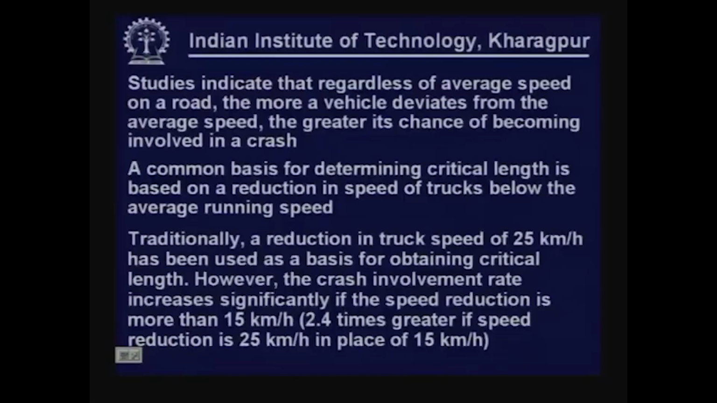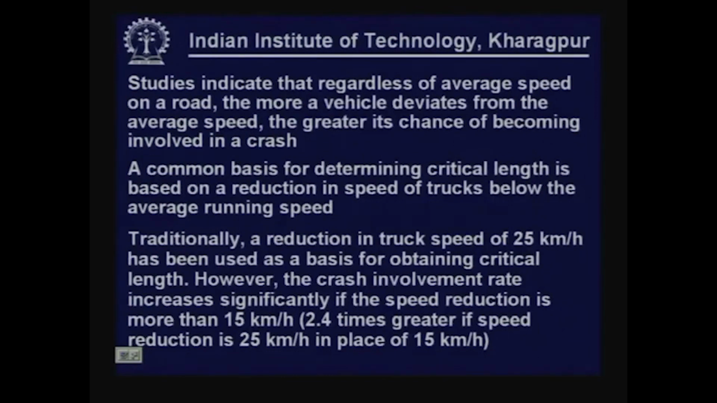Let us see. Traditionally, a reduction of truck speed of 25 km per hour has been used as a basis for obtaining critical length. However, the crash involvement rate is found to increase significantly if the speed reduction is more than 15 km per hour.